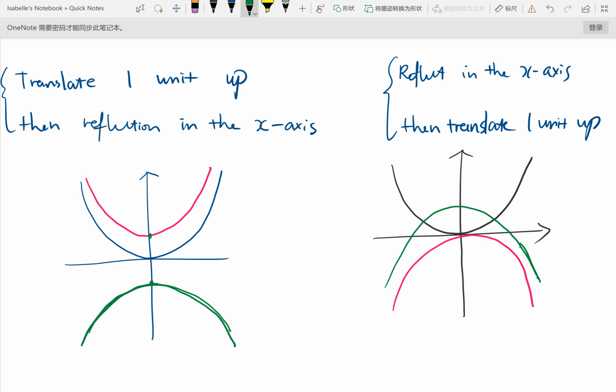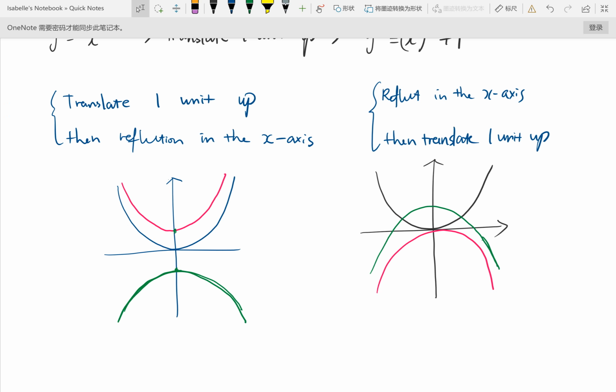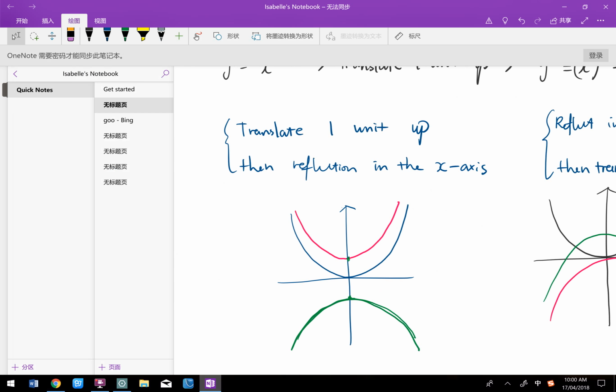So there's not only one way to describe things. There are always multiple ways we can describe things. The order will influence things, and the unit, and which direction we move, will influence the final result as well. So we need to consider everything. This is an example to show you the order is important.